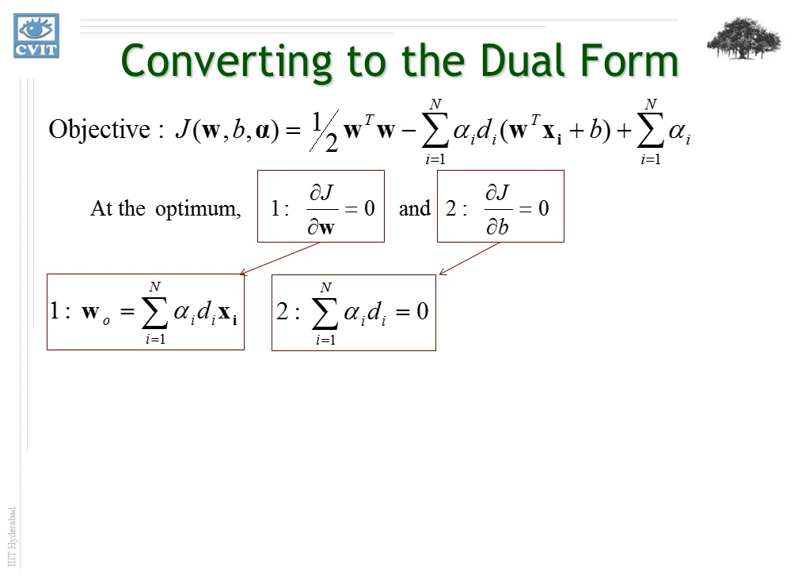Or in other words, all the Lagrange multipliers of the positive class should sum up to the same value as all the Lagrange multipliers of the negative class. Again, a useful condition that we will see later on.